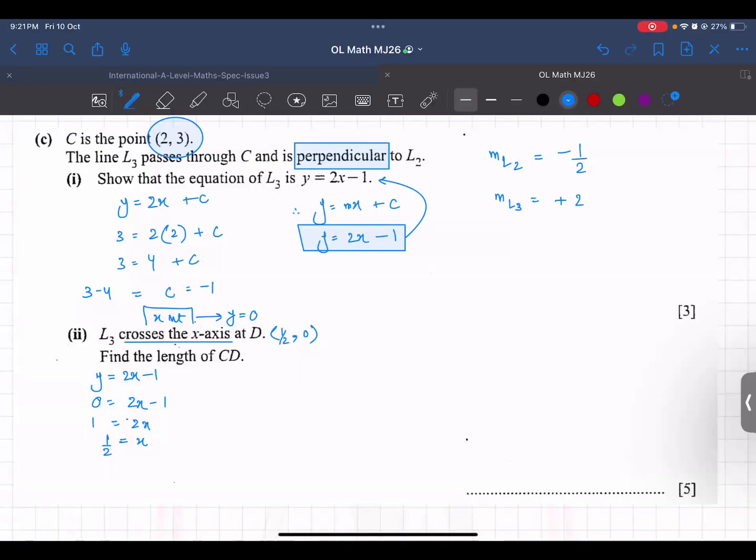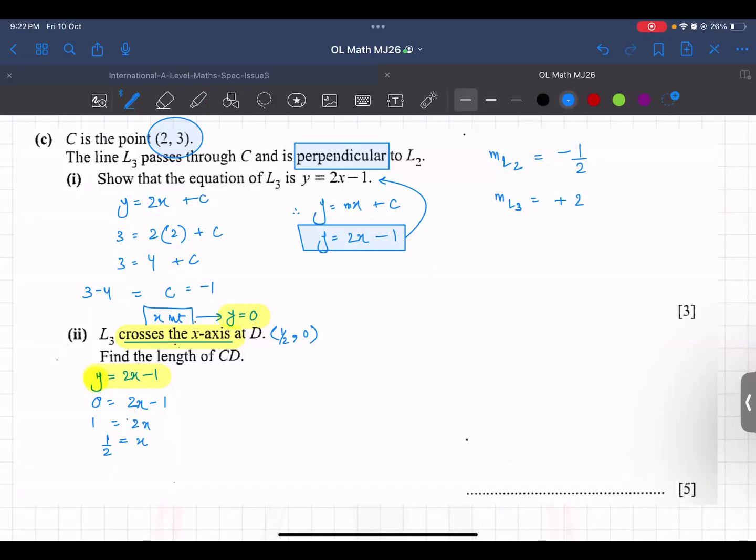You can see it is L3. Read the question again. L3, the line 3, which is this line, it is crossing the x-axis at D. So wherever it is crossing the x-axis, it means that your y would be 0. When a line or any curve crosses the x-axis, the y is 0. So you put in the value of y as 0. And then you found the value of x. And you got that when your y is 0, your x is coming out as half. So now you have the point D.